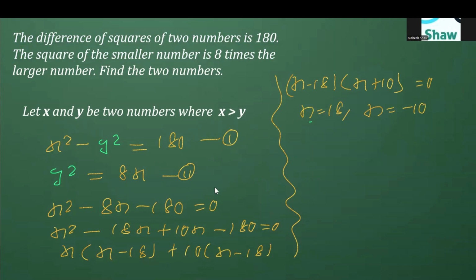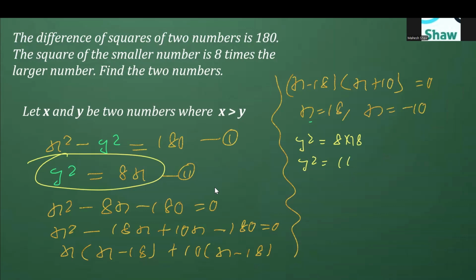Now what we have to find out is the two numbers. Let's say I start with x as 18, then what is y? y square is 8 times 18, so y square is 144. That means y can have two values, that is plus or minus 12, for this part.